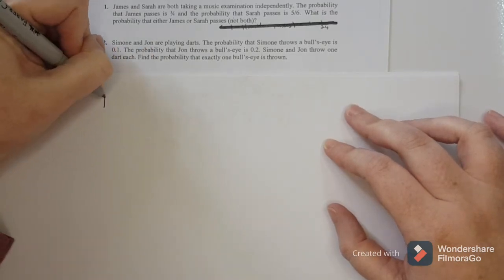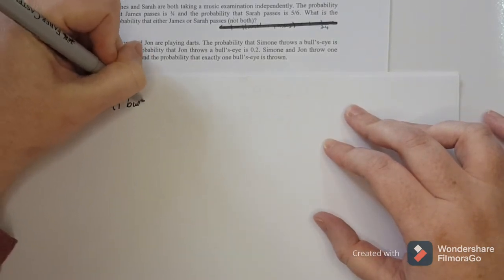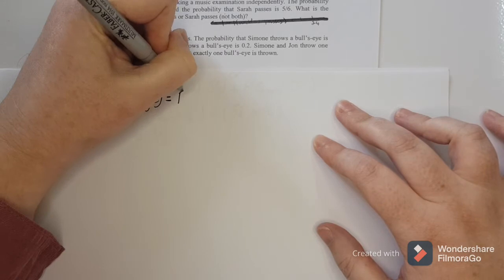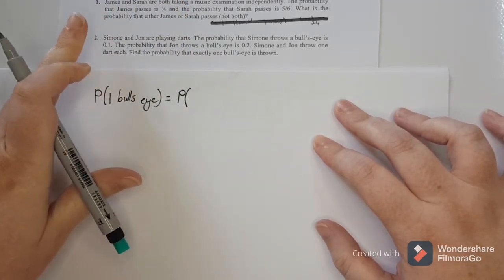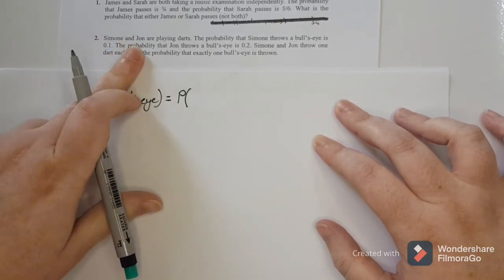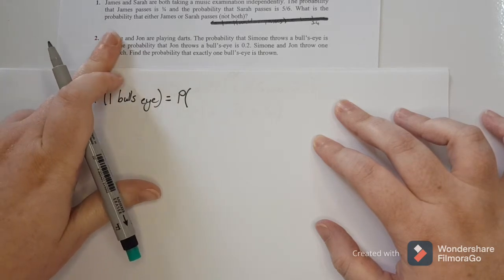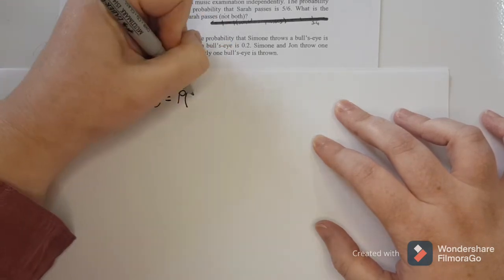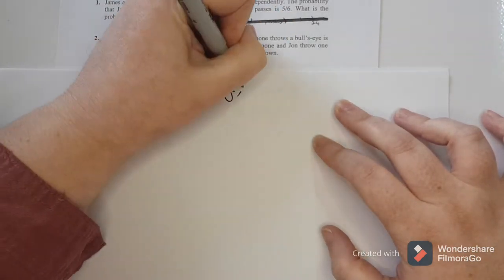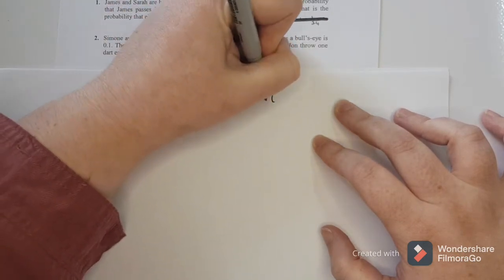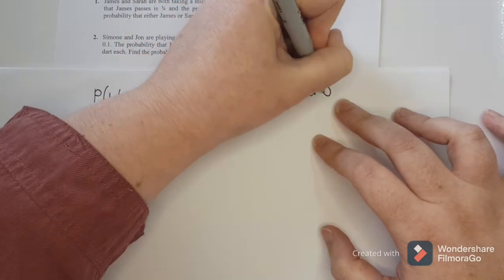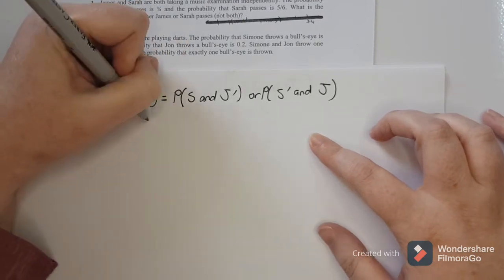So if we want the probability for one bullseye, it's going to mean that we're going to look at the probability that either Simone threw the bullseye and John didn't, or Simone didn't and John did. So either Simone is going to throw it and John is not, or it's going to be that Simone didn't and John did. So we look at those.